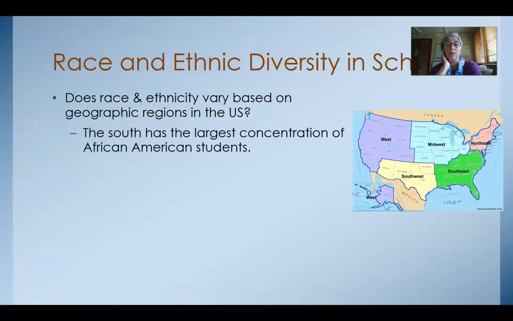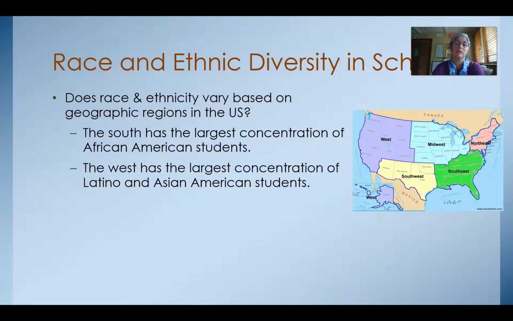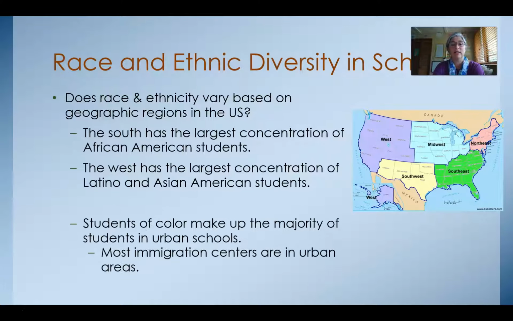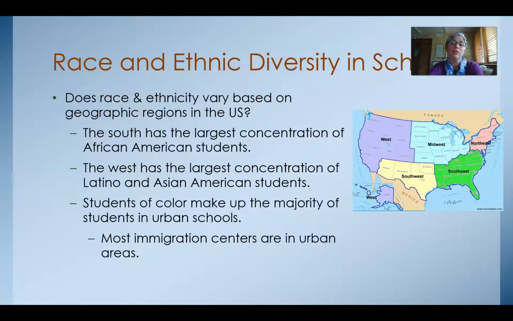Adding to this, the South has the largest concentration of African American students. The West, I already mentioned, Latino and Asian American, and students of color make up the majority of students in your urban areas, because that's where most of your immigration centers are as well.